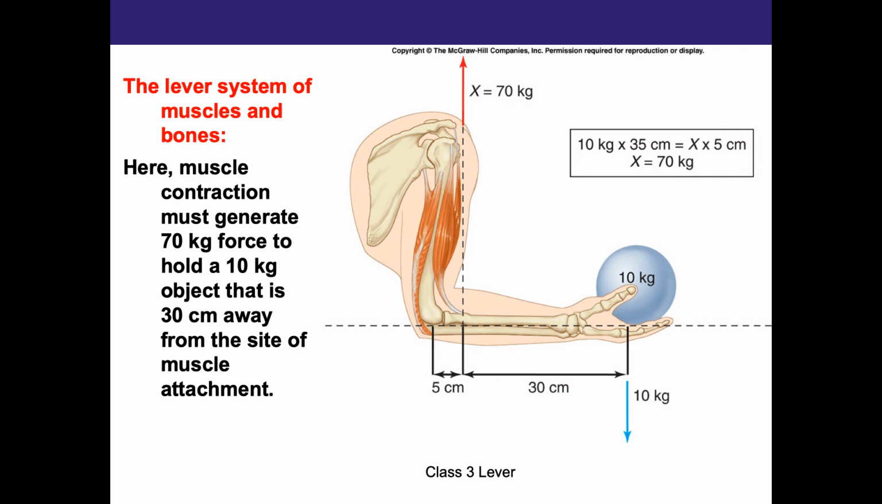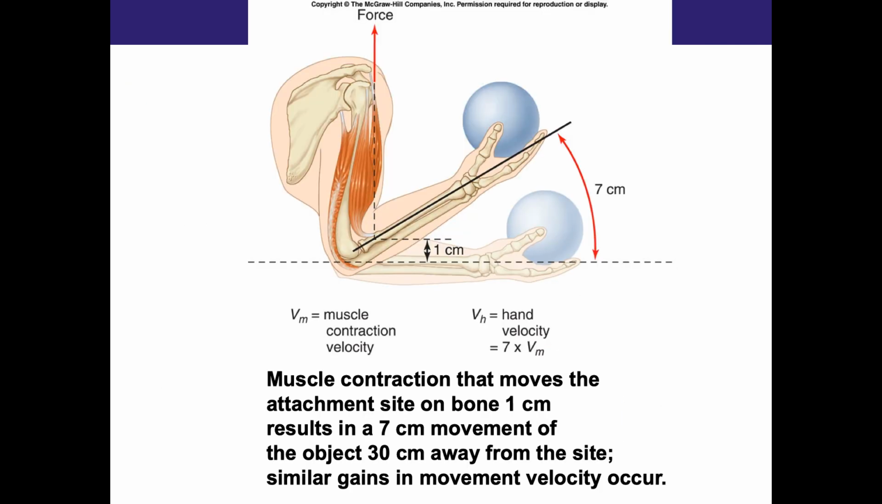All right. So what is the mechanical advantage? Why have we evolved this way? Well, this is where the advantage comes into play. You can see here that just a 1 centimeter movement close to the fulcrum translates to a 7 centimeter movement at the hand. And you get similar gains in velocity too. So just 1 unit of velocity close to the fulcrum is actually going to translate to 7 times the hand velocity. So that's important.